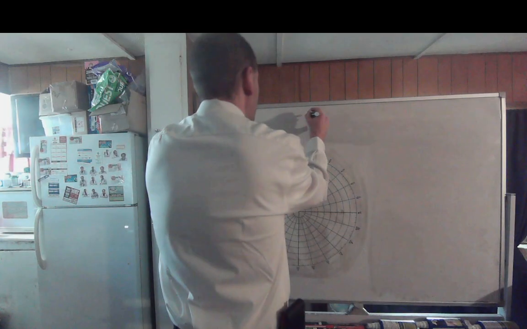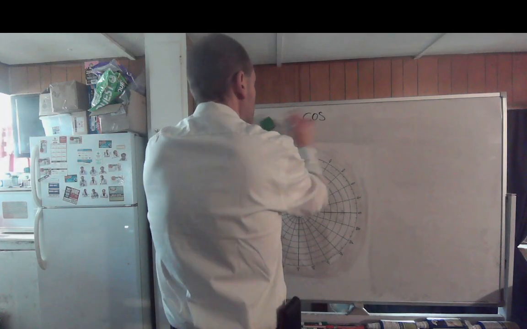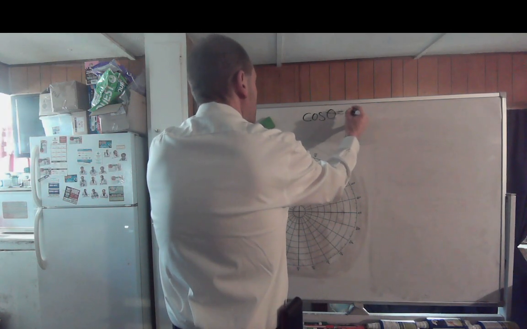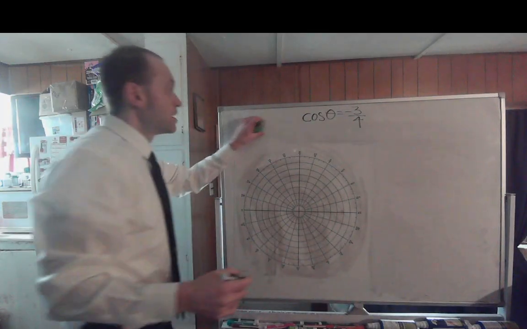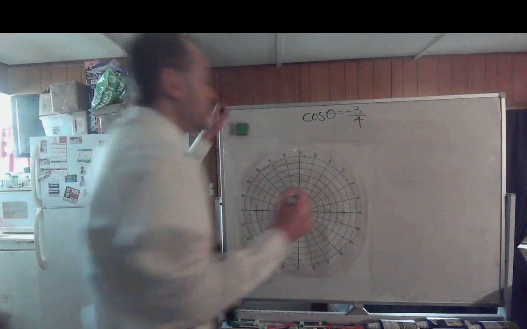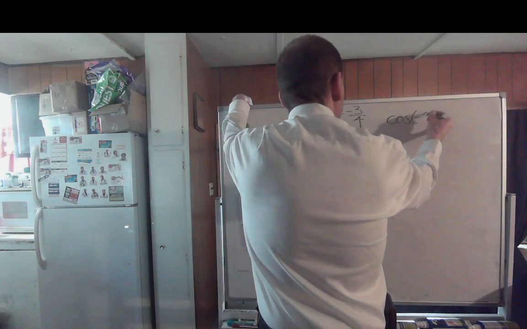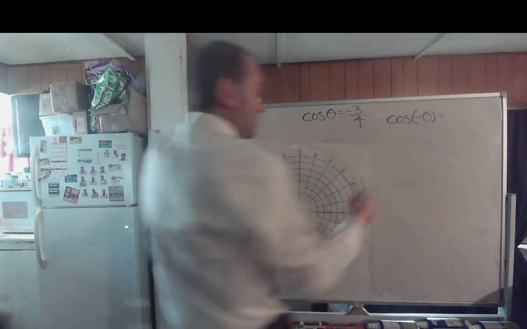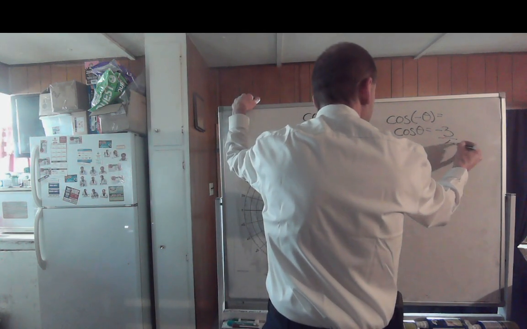Now we have the cosine of theta equals negative 3/4. Cosine of theta equals negative 3/4. Let's find the cosine of negative theta. Well, cosine's an even function, so that just turns back into the cosine of theta, which would just again be negative 3/4.